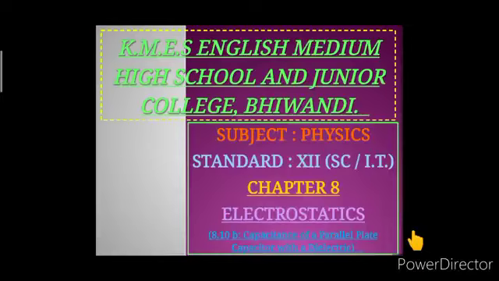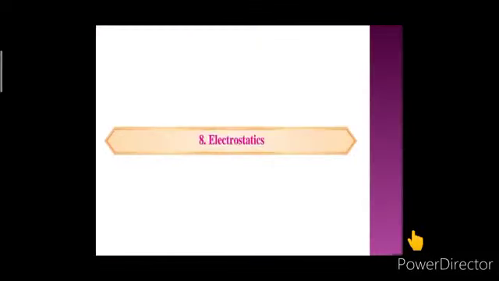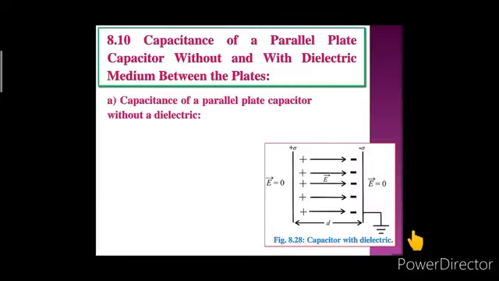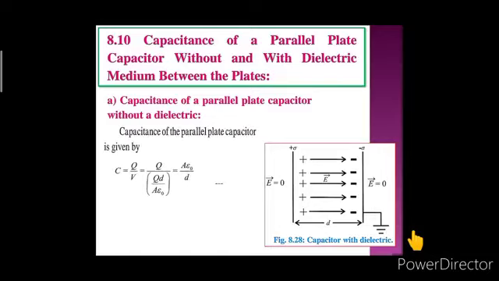Hello students, in the last lecture of chapter 8, electrostatics, we had studied 8.10, capacitance of a parallel plate capacitor without and with dielectric medium between the plates, with subtopic A, which is capacitance of a parallel plate capacitor without a dielectric, which we are getting as C is equal to Q upon V, which is equal to A epsilon naught upon D there.